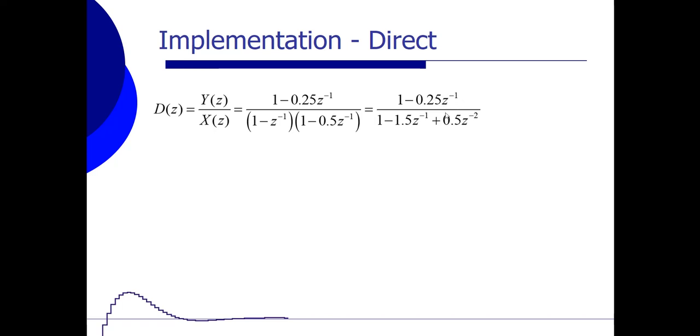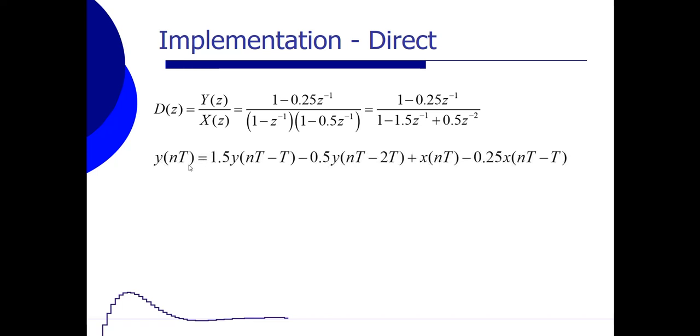All right, so when we have that cross multiplication worked out, we can say Y is equal to 1.5 times Z to the power minus 1 times Y minus 0.5 times Z to the power minus 2 times Y plus X minus 0.25 times Z to the power minus 1 times X. Well, that's in the Z domain, but we can also express it as a so-called difference equation.